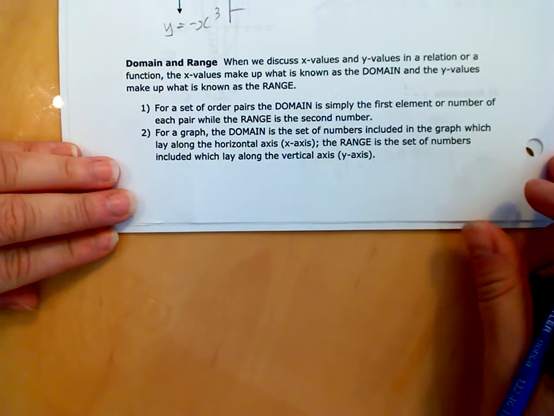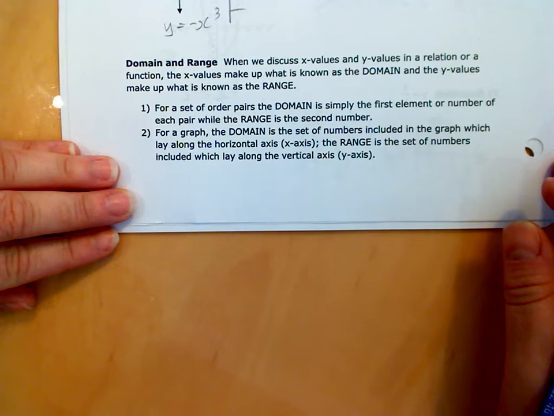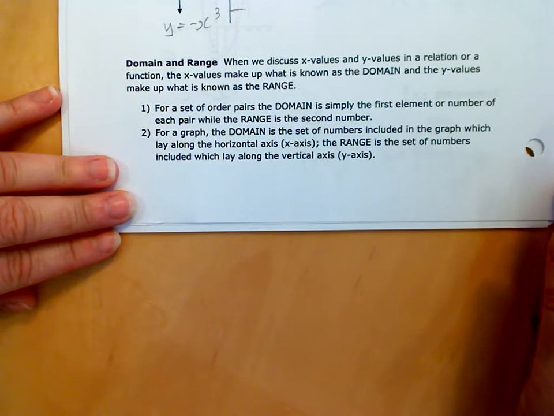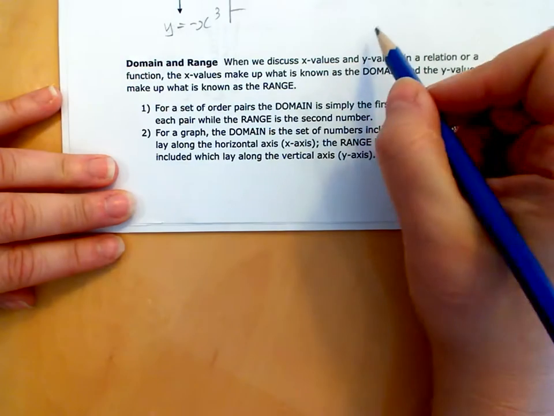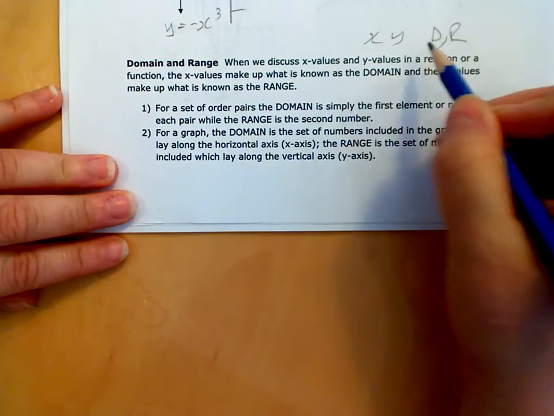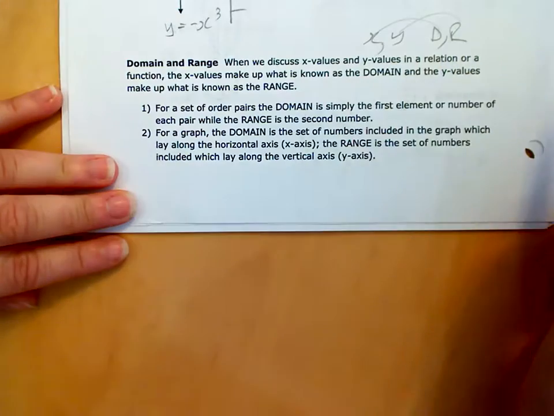When we discuss x values and y values in a relation or in a function, the x values make up what is known as the domain, and the y values make up what is known as the range. I just remember alphabetical. X comes before y, and domain, D comes before R. So x goes with domain and y goes with range.